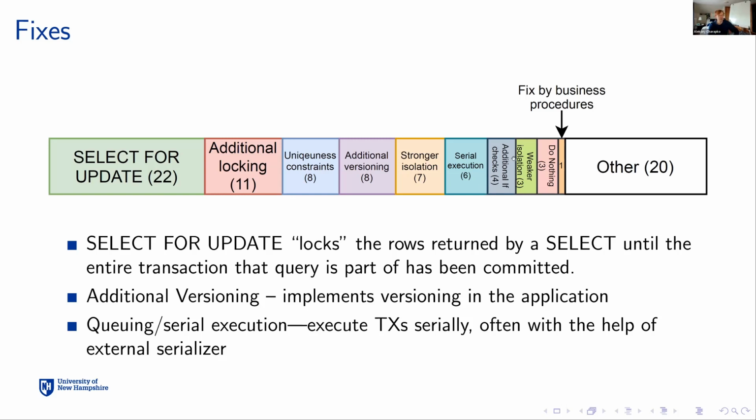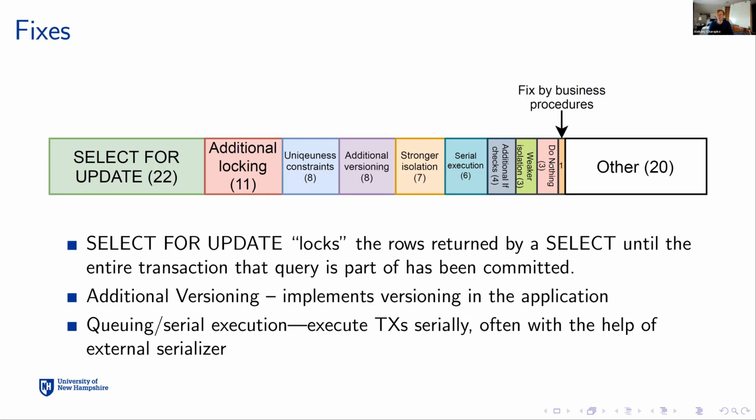Additional if checks, weaker isolation. That was also interesting, and I think that was the solution in some of the bugs that caused some of the timeouts and stuff. So performance issues, the weaker isolation may have helped there.